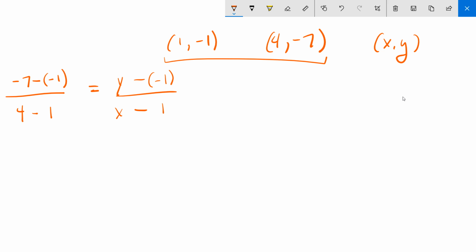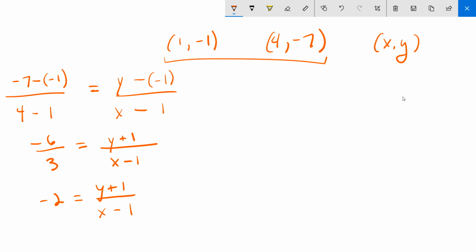The left makes minus 7 plus 1. That's a negative 6 over 3. That'll simplify to negative 2. On the right, I have y plus 1 and x minus 1. So when I simplify that left, I just have the same thing. So I can see that the slope is minus 2.